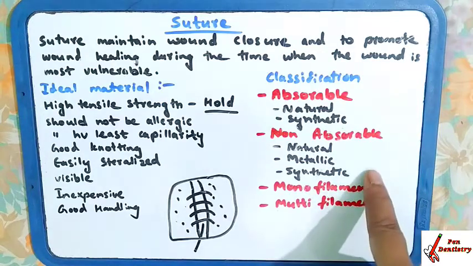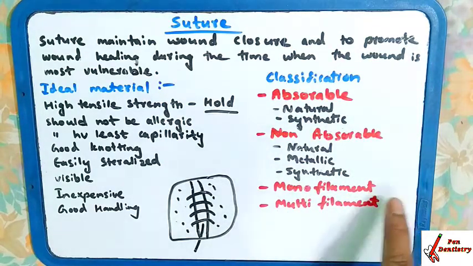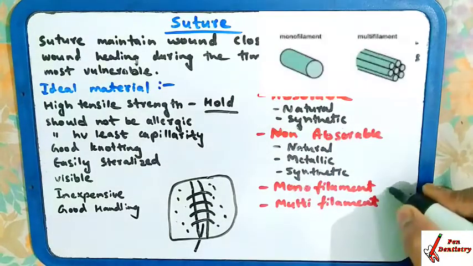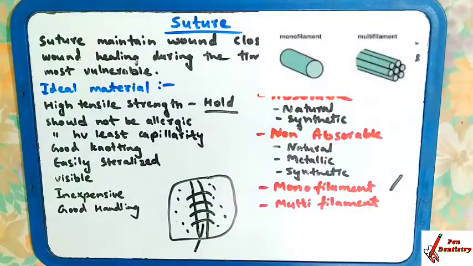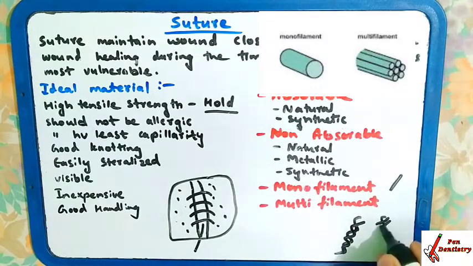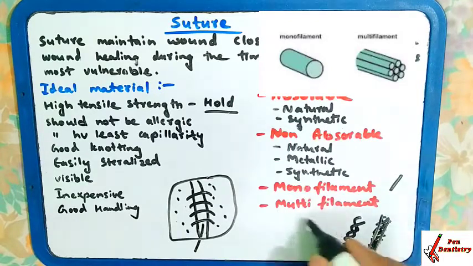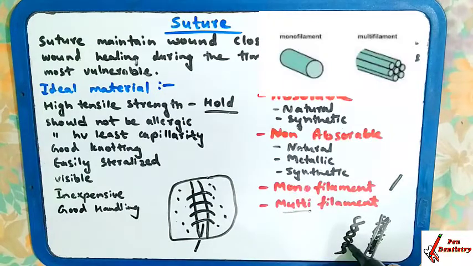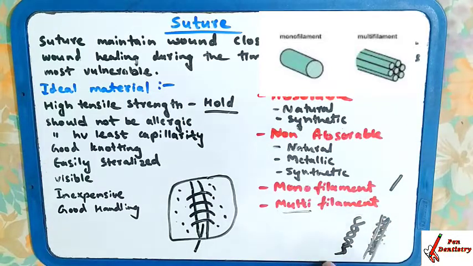Then the monofilament: the filament which is present singly, a single filament, is known as monofilament. When the filaments are twisted like a braid, like three braids twisted together, that is multifilament, with two filaments, or three or more filaments. That means many filaments come together to form a single multi-thread, that is multifilament. So these are the classifications of the sutures.